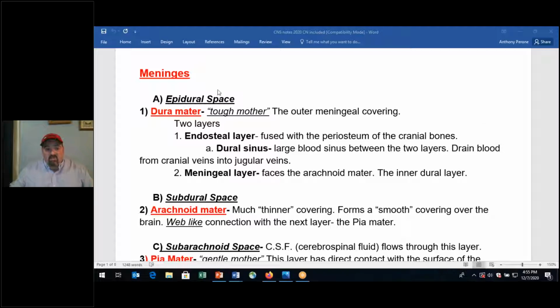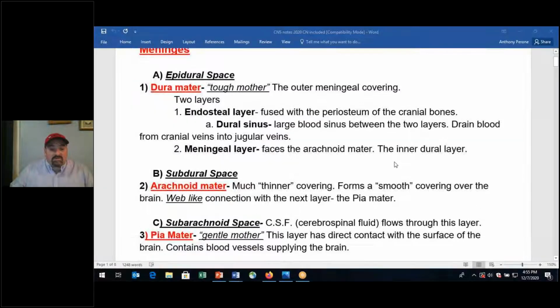And so you'll see this term here, it says meninges. Meninges are the connective tissue coverings of the central nervous system structures, the spinal cord and the brain. So what we're going to see is that when we have these meninges, there are spaces between coverings and outside of coverings. Okay, so let's look at the coverings first. So we have here the dura mater, the arachnoid mater, and the pia mater.